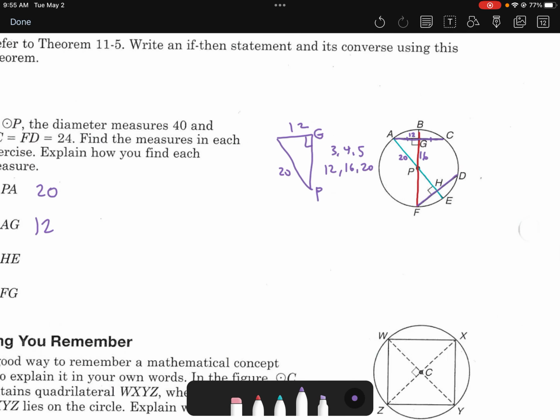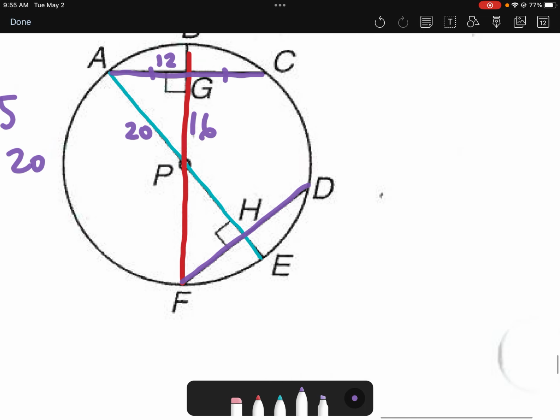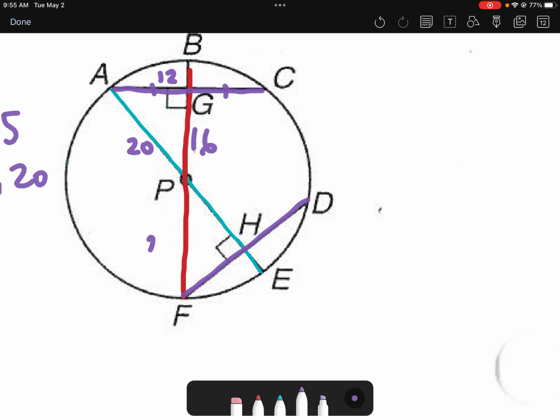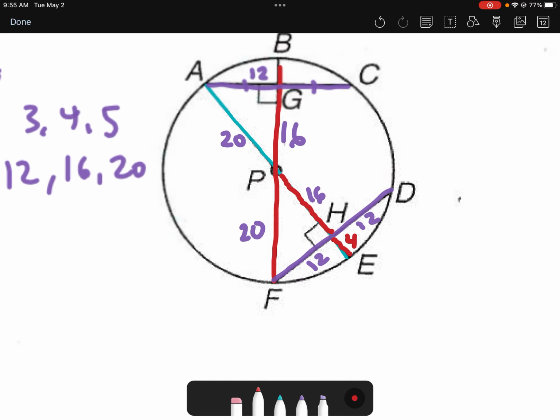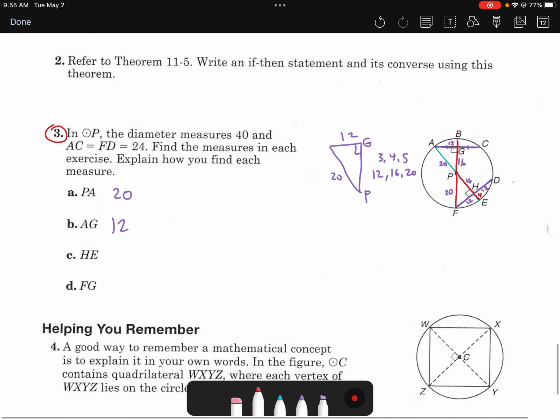H to E, that's that little tail at the end there. Okay, so we have the same kind of concept going on here. We have a 12, 16, 20 right triangle. If your radius is 20, and part of the radius right here, I'll make it red now, if part of it is 16, what's this other part? It's got to be 4. 16 and 4 gives you that same 20, which your radius would be. So H to E would be 4.